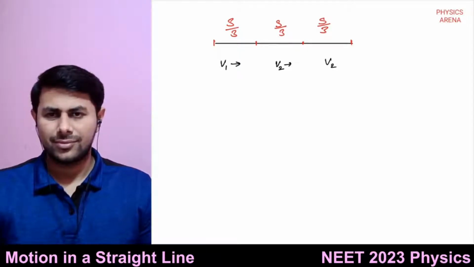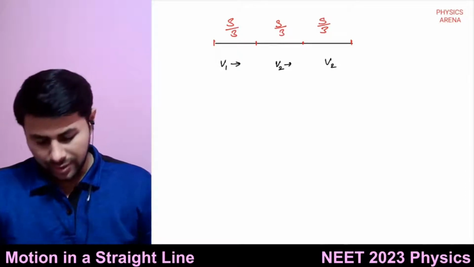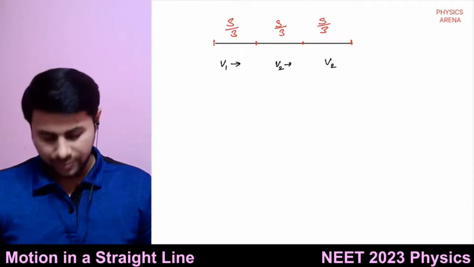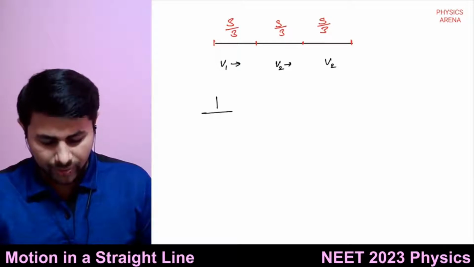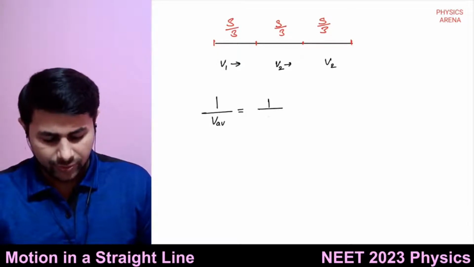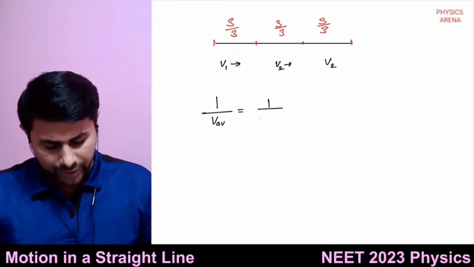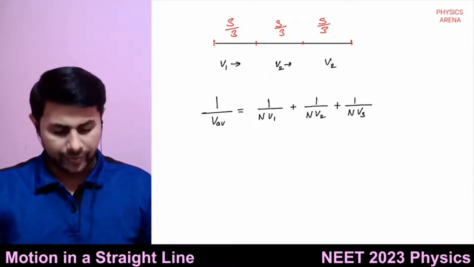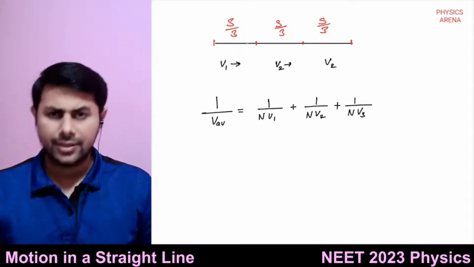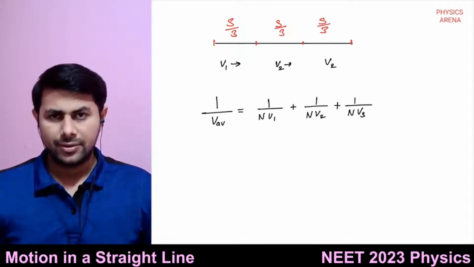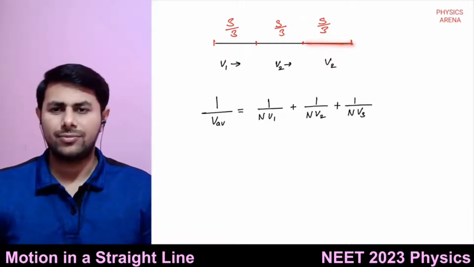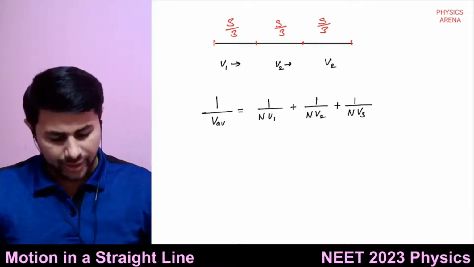Yes, sir. Because the whole remaining distance it covers with speed v2. So can I apply my reciprocal formula? So 1 upon v average is equal to 1 upon n v1 plus 1 upon n v2 plus 1 upon n v3, and so on and so forth. And what is the value of n? It's 3, right? Value of n is 3. But what is my v3? v3 is just equal to v2.